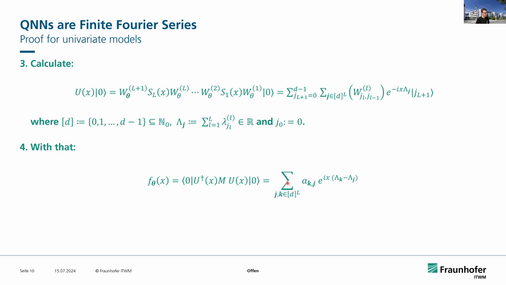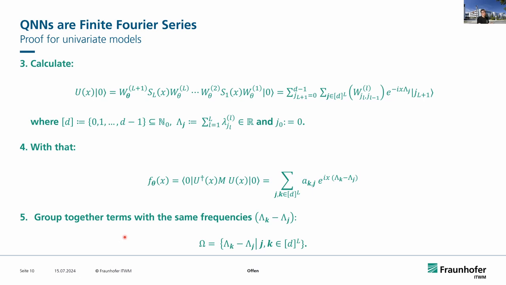What you get is a very large sum of this type. You get some coefficients, and these coefficients depend on all matrix entries in the W's and the matrix entries in your observable M. And you get e to the power of i times x times differences of the capital Lambdas. Now you can group these capital Lambda differences together, and that is then your frequency spectrum. So that is a formula for the frequency spectrum, and we have seen why it only depends on the data encoding layers.